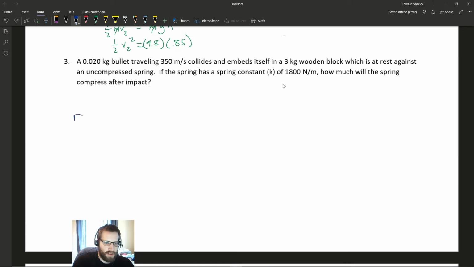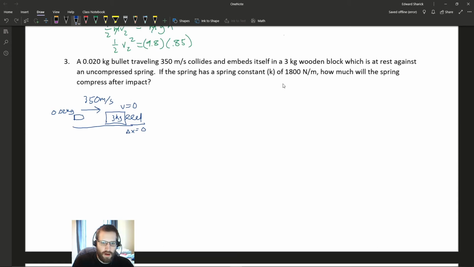So, similar setup, we have the bullet traveling 350 meters per second, and it collides and embeds itself in a wooden block of 3 kilograms. Here we have 0.02 kilograms, here we have 3 kilograms, and they collide. And this is at rest against an uncompressed spring. So it is just chilling. Our spring compression is 0, all that.